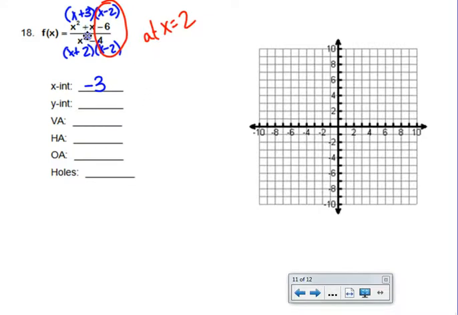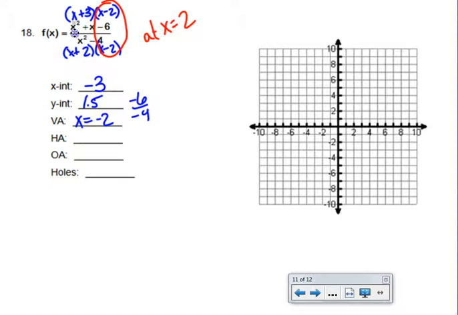And then the y-intercept, if I were to go back to the original and substitute in 0 for all my x's, I have a -6 over -4, which reduces to 3/2 or 1.5. Sometimes when you're graphing, a decimal is better than a fraction. Vertical asymptote, at first I thought I had 2, but because of the removable discontinuity, I realized I only have 1, and it's at x equals -2.